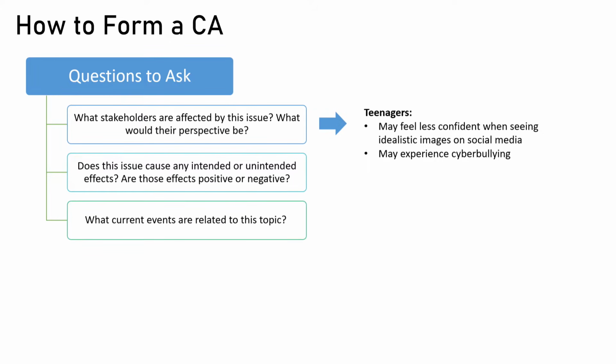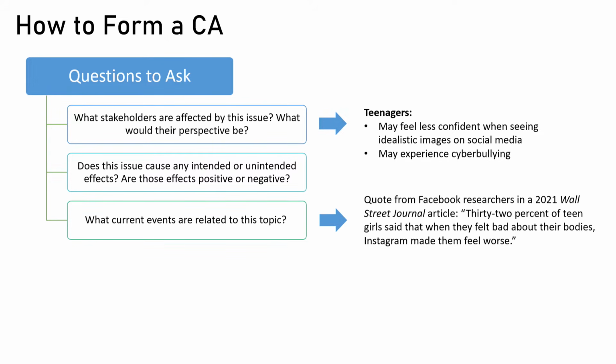This is an opportunity for you to think about different items in the news, any recent articles that you might have read, anything you saw on different social media platforms such as YouTube or Instagram, for example. So to answer this question, I actually looked at a quote from Facebook researchers in a 2021 Wall Street Journal article. And this quote states that 32% of teen girls said that when they felt bad about their bodies, Instagram made them feel worse. So this is definitely a strong counterargument against the idea that social media is beneficial to society.